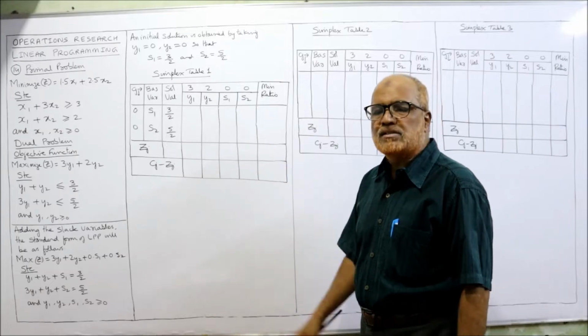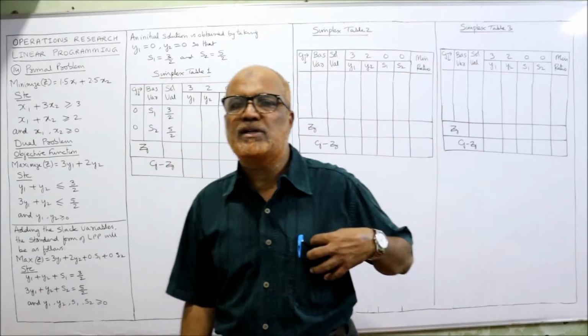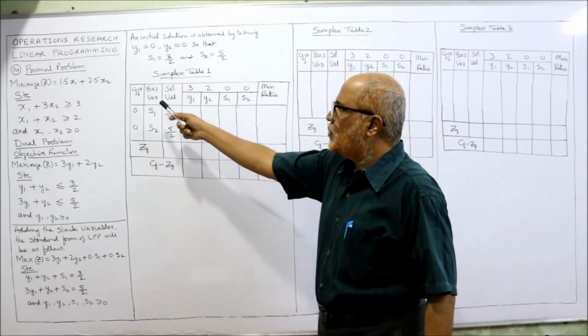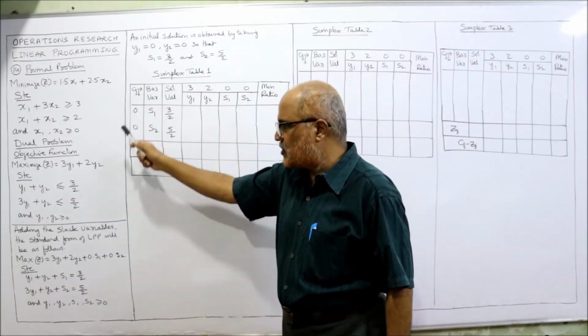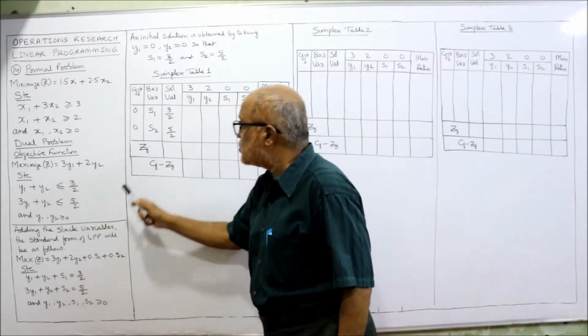Right? Now first simplex table, no need of any calculations, only coefficients we will take. Cj, coefficient of objective function. The coefficient of objective function: y1 is 3, y2 is 2.